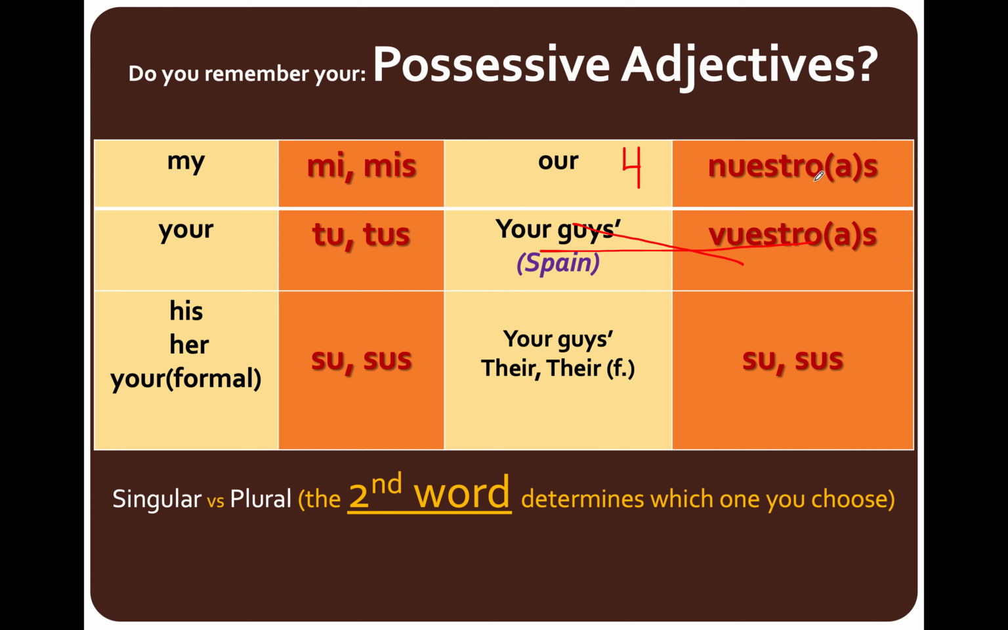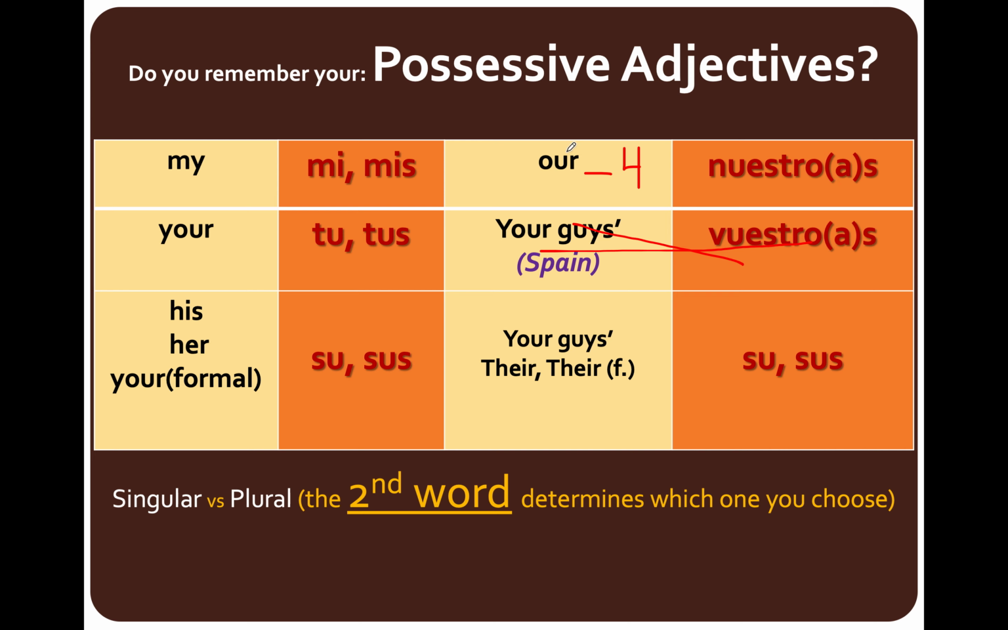Nuestros, that's masculine and plural. And nuestras, that's feminine and plural. All right, so again, you choose one of those 4 variations based on the word that's right after the second word. That's what it says down here. So what if I said our sister? Sister is a girl, so nuestra hermana.